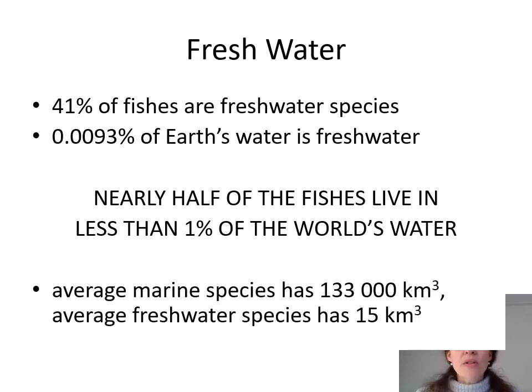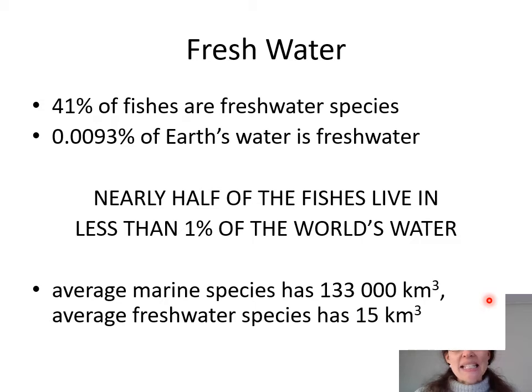If you look at the typical species, like the average marine species, it has about 133 cubic kilometers of space available for it throughout the whole ocean. We divided the ocean up and gave each species its own equal-sized piece. The average freshwater species only has about 15 cubic kilometers of space. And part of this is the idea that there is a lot more seawater, right? Marine habitat is a lot larger, but what of that habitat is actually usable?